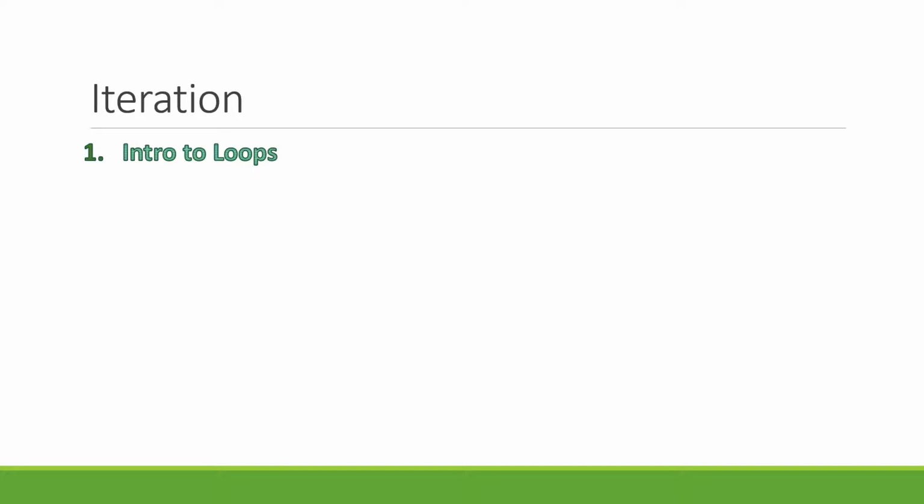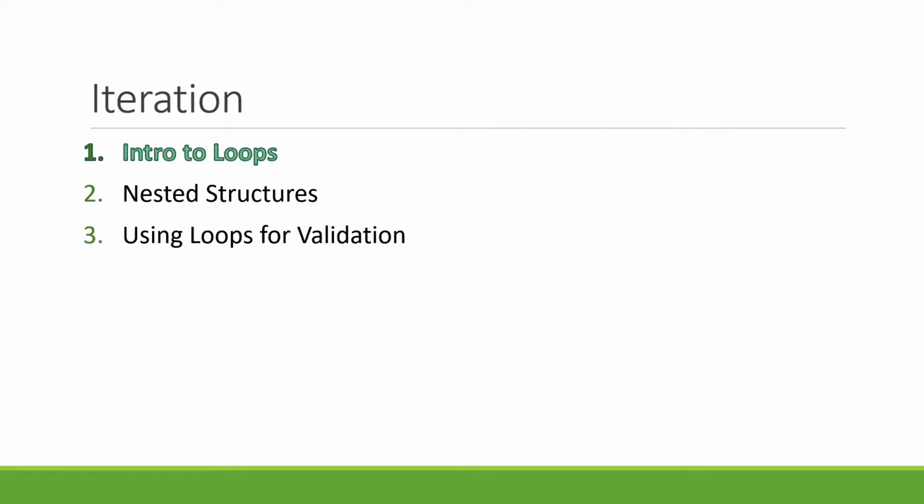In this first video, we'll look at three kinds of loops in Java. In the second video, we'll look at nesting loops and other structures. In the third video, we'll learn how to use loops for data validation. And in the last video, we'll talk about some common errors that programmers often make when working with loops.